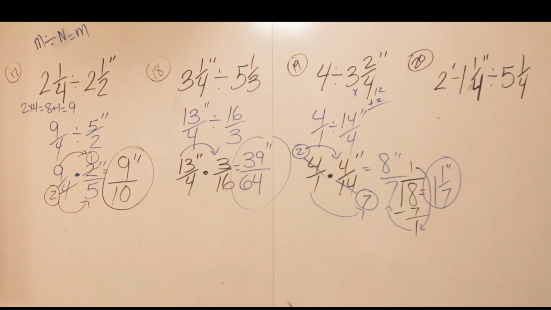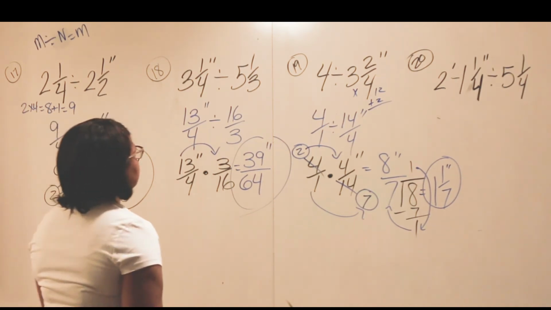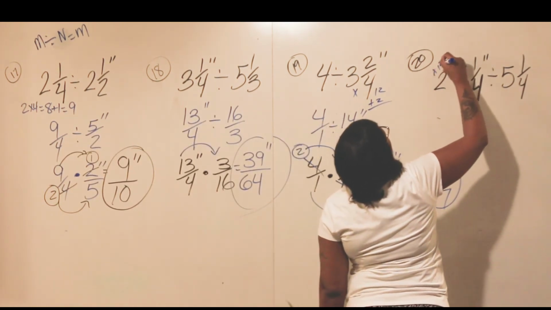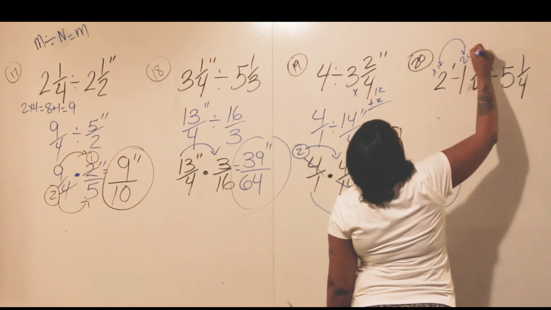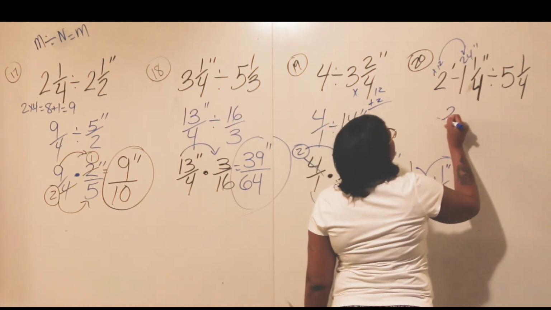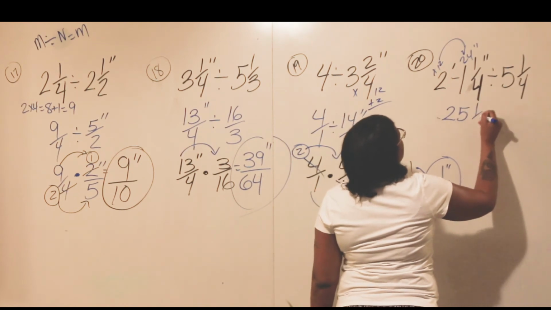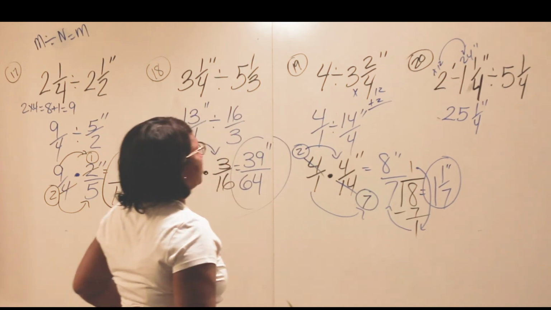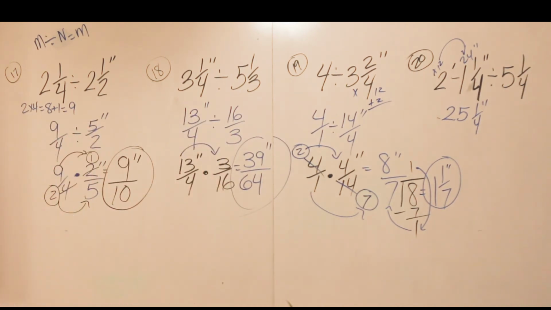Next one. 2 feet. What do we do with it? Convert it to inches. 2 times 12 gave us 24. 24 plus, what do we have? 1/4 of an inch. We already had an inch, we added 24 inches to it. So now we have 25 1/4 inches.